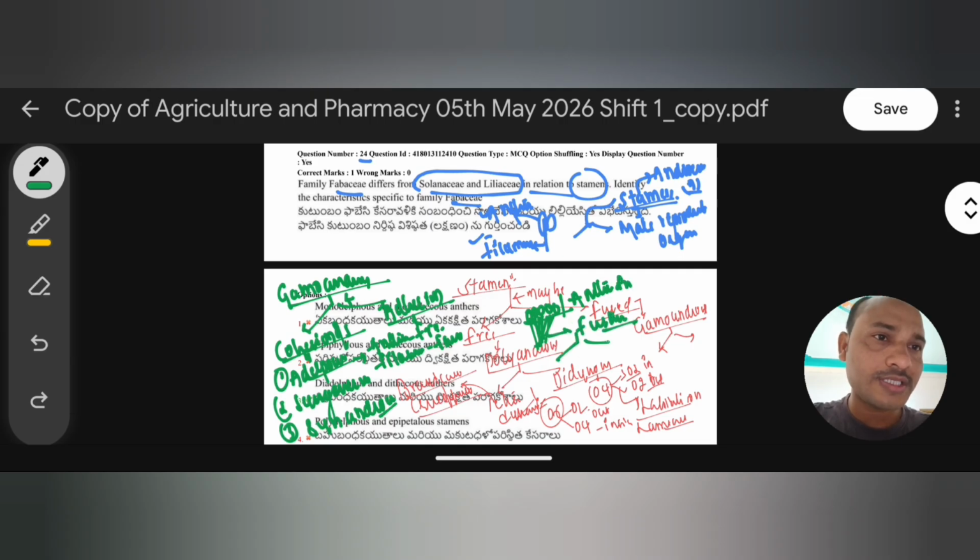Generally there are three types of adelphous: monoadelphous, diadelphous and polyadelphous. Monoadelphous is the most characteristic feature of the Malvaceae family, like China rose, Hibiscus rosa-sinensis, and cotton. In monoadelphous, we have mono, very important, monothecous. Mono anther is there in monoadelphous.